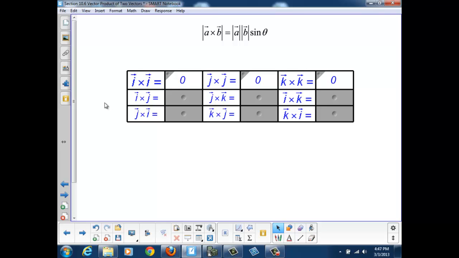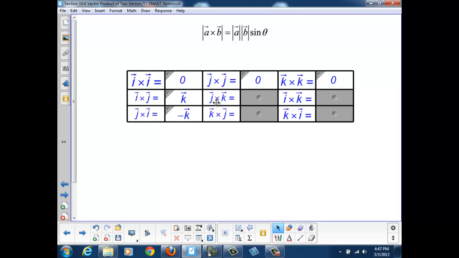I cross J, if you take your right hand, lay it along your I axis, and curl into your J axis, your thumb should be pointing up, which would mean that I cross J is equal to K. Now, J cross I, on the other hand, would mean that you'd have to rotate your hand 180 degrees so that now your thumb would be pointing down and you would get negative K.